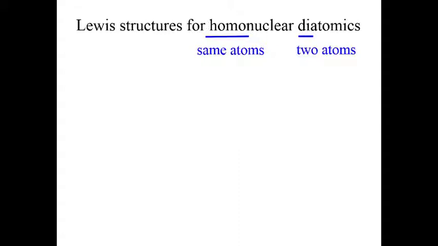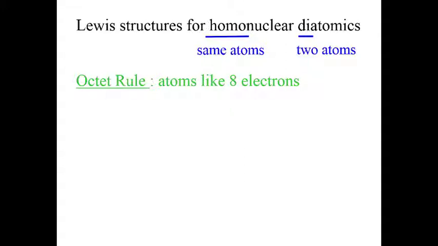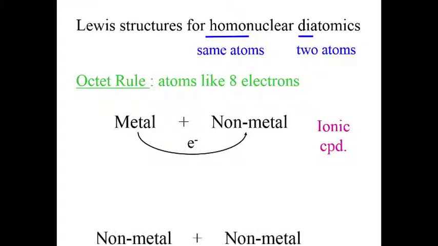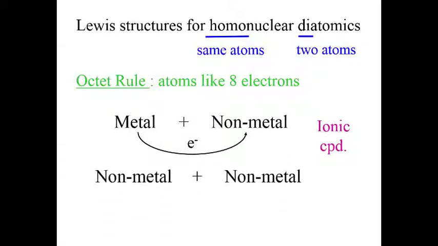We are going to use the octet rule, which states that elements like to have 8 valence electrons around them. Remember that when a metal reacts with a nonmetal, the metal is happy to give away electrons, while the nonmetal likes to gain electrons. Thus, they can get to octets of valence electrons simply by transferring electrons, leading to ions and ionic compounds. But when two nonmetals come together, neither one wants to give away electrons, so in order to get octets, they must share electrons, leading to covalent bonds and covalent compounds.